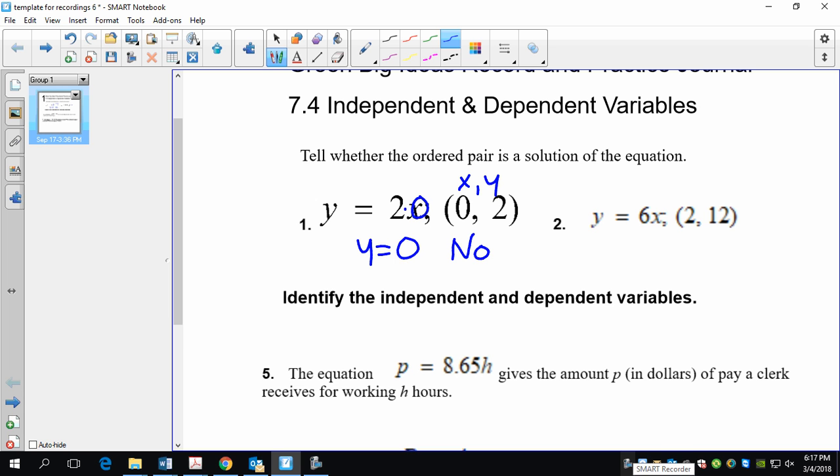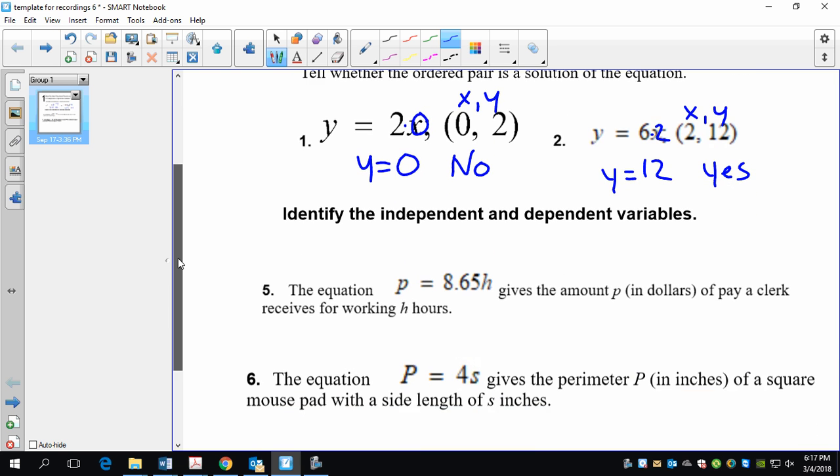For number two, y equals 6x. Again, this is my x, this is my y. I'm going to substitute in the 2 for the x. 6 times 2 is 12, and that's going to be y equals 12. And right here, that would be a solution to our problem because our x is 12.